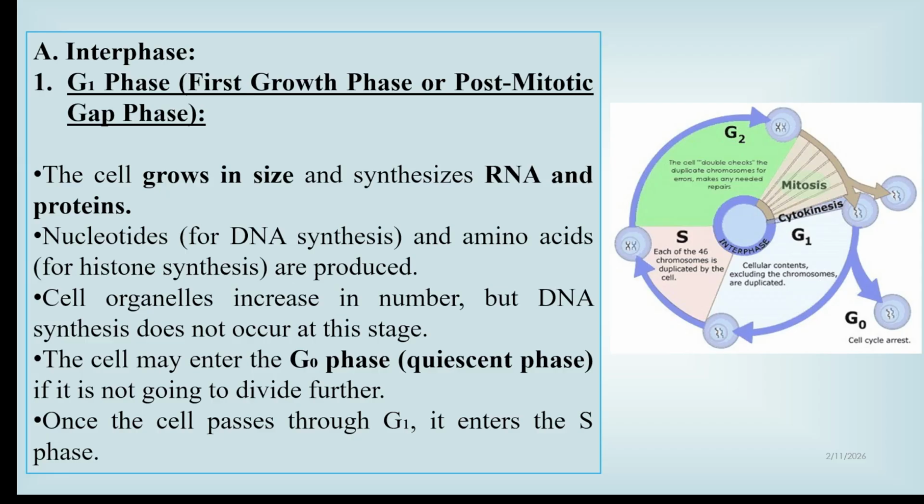But some cells get tired and may go into the G0 phase, which is also called the resting period or the quiescent phase. If that particular cell is not going to divide further, or some of the cells, after completing their resting period, they once again restart the cell cycle. So once the cell passes through the G1 phase, it enters the S phase.